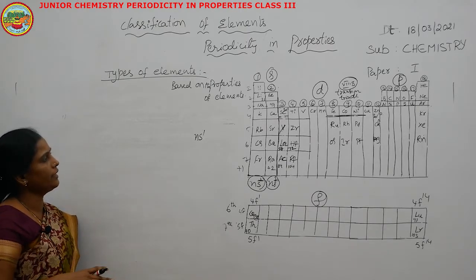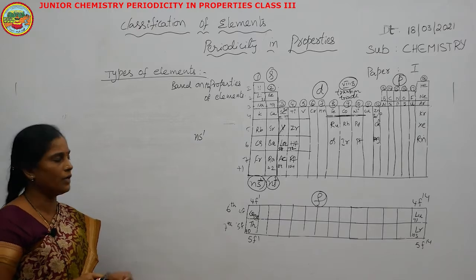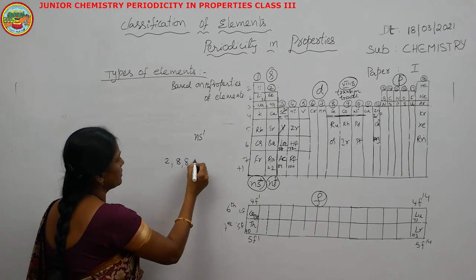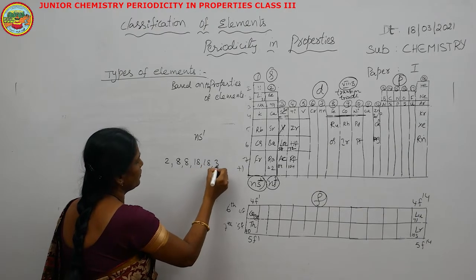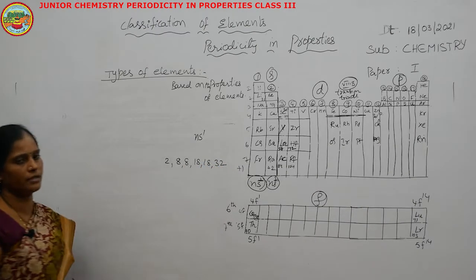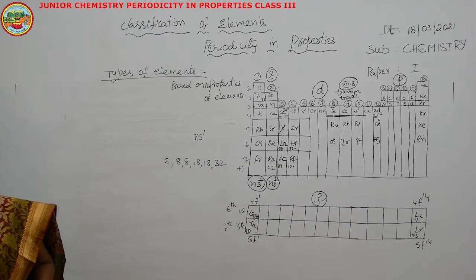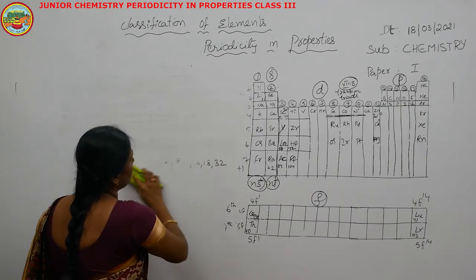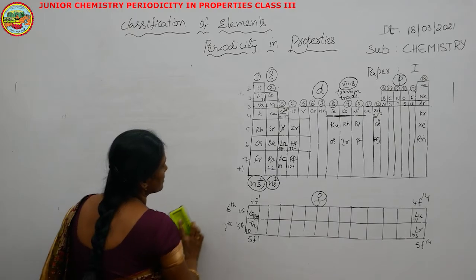The regular intervals of the atomic numbers are 2, 8, 8, 18, 18, 32. So these are the regular intervals. So what are those properties that are repeated? What are the periodic properties? Let us see.